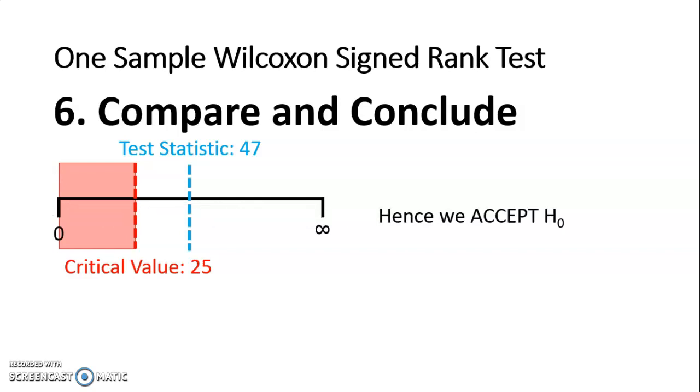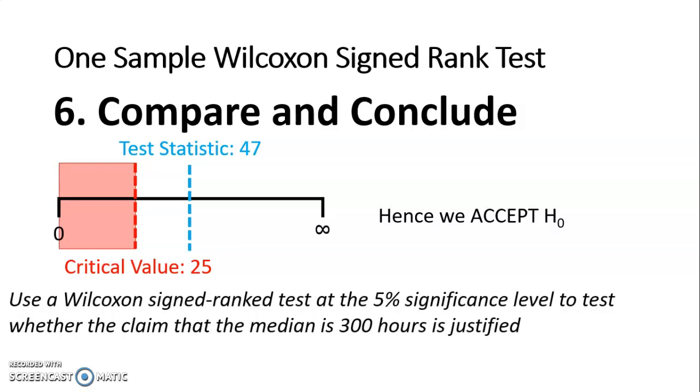So to conclude that in context, if I just remind myself of what they asked me to do, they asked me to use a Wilcoxon signed rank test at the 5% significance level to test whether the claim that the median is 300 hours is justified. My H0 will always be that it is equal to 300 hours. So my H0 is saying that it is 300. I'm accepting that it is 300, so I'm saying they're correct.